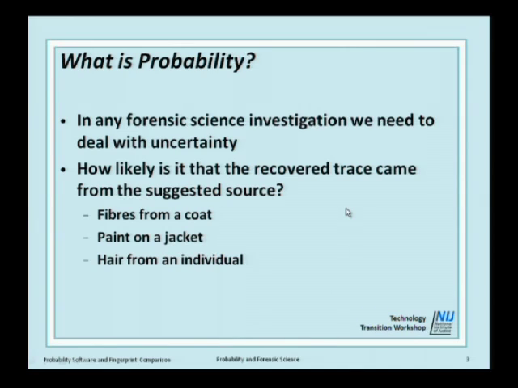But if you think of any of the ideas of forensic science, the fibers left at a crime scene, did they come from a particular coat worn by the suspect? Was the paint on the jacket, did that come from the crime scene? The hair left by the individual at the crime scene, did it come from your particular suspect? These are all uncertain events. And forensic science is about trying to determine how likely was it that that particular thing took place? How likely was it that those traces were left behind? So what we need in forensic science is a way of assessing the likelihood of a specific event. And that's really what forensic science is all about.